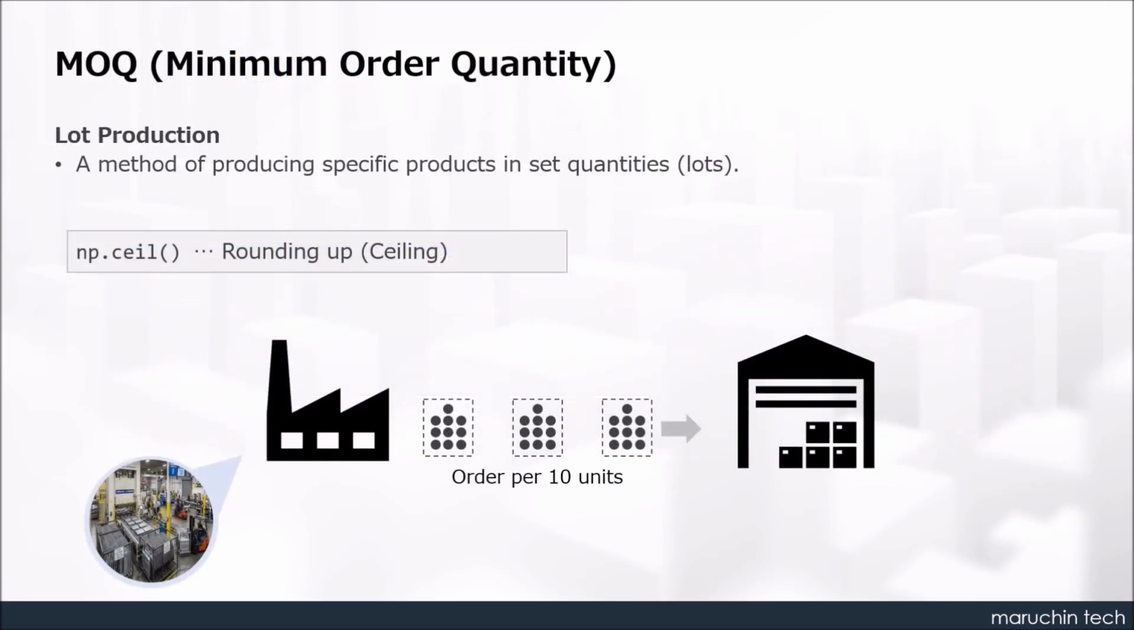Let's talk about lot production. There are several types of production methods in manufacturing. Besides producing items one by one like a car assembly line, there is a method called lot production or batch production, where items are produced in set quantities. In lot production, for example, if delivery is in units of 10, you cannot order in fractions. So even if you only need 5 parts, you must order at least 10.